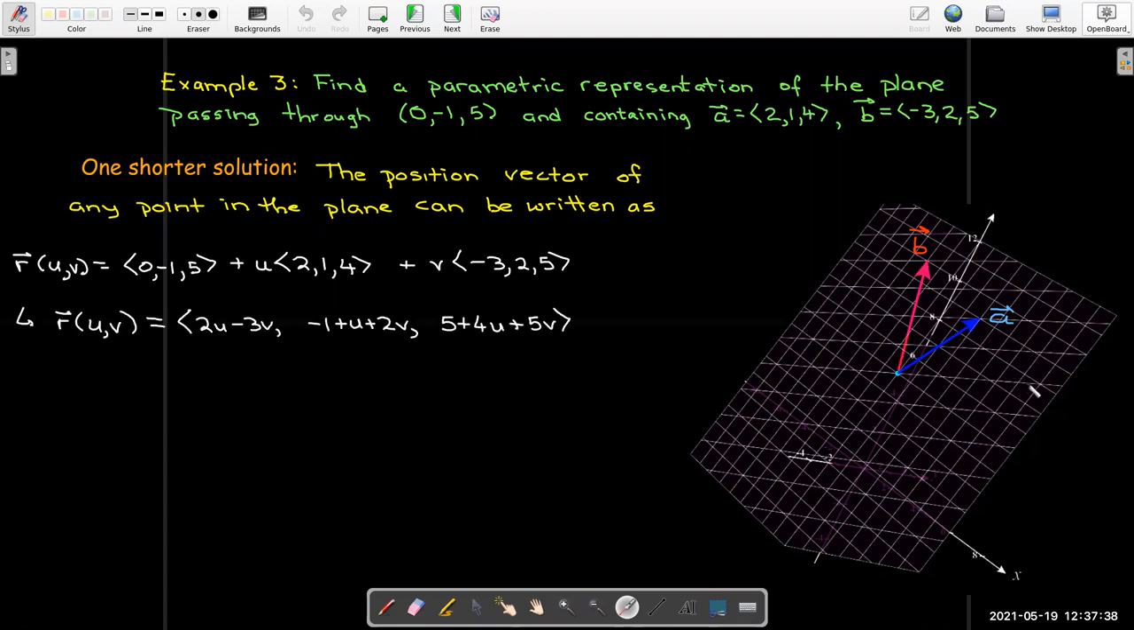And so then I could just write that as the position vector plus a parameter times the vector A plus another parameter times the vector B. Go ahead and write that as a single vector, and there is a different parametric representation of this plane. But I think it was a lot less work.